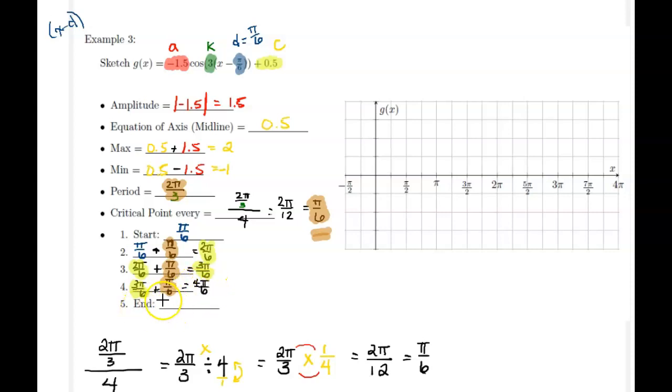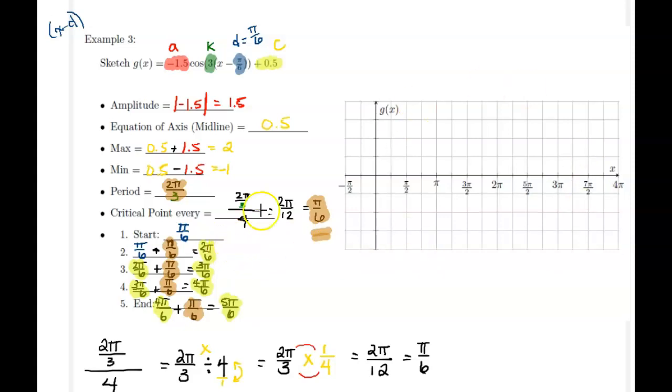I've got one last critical point: 4 pi over 6, plus another pi over 6. So where does that leave us now? Well, that means my fifth critical point will be at 5 pi over 6. Not bad at all. Okay, we are almost there. So let's start to see what we can sketch out.